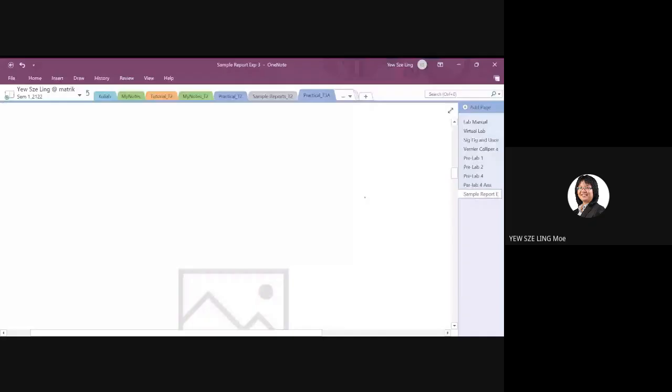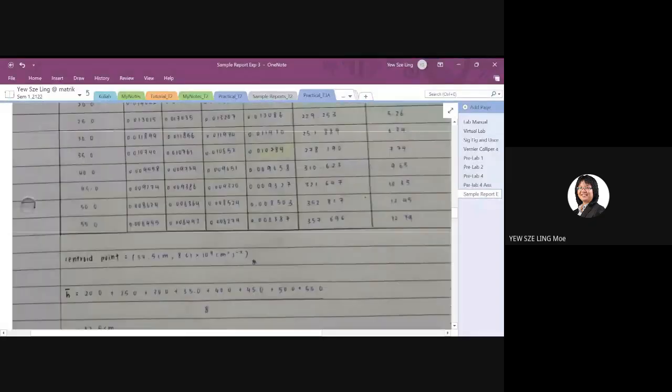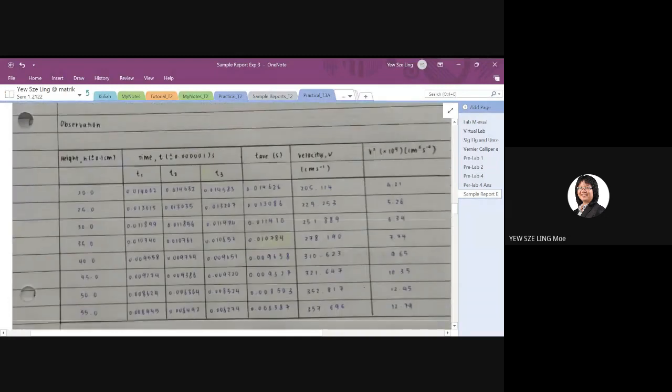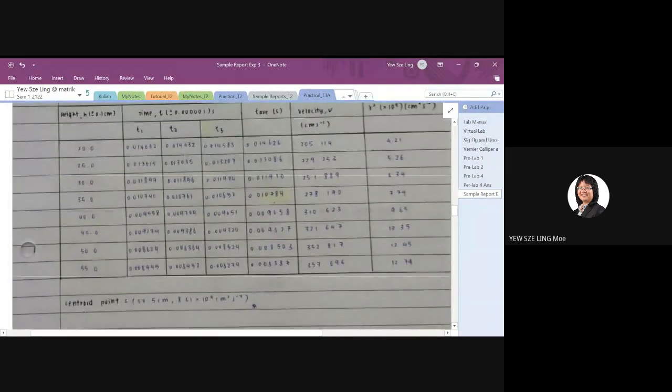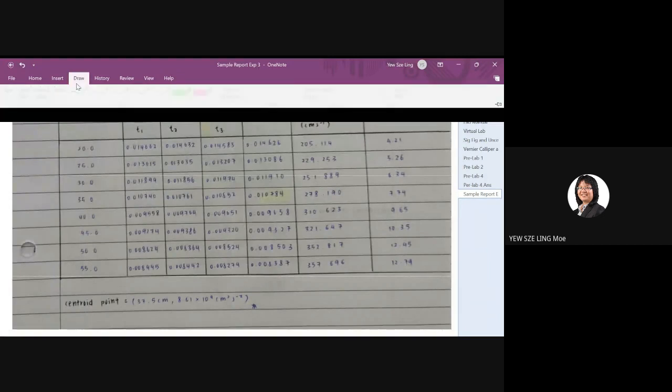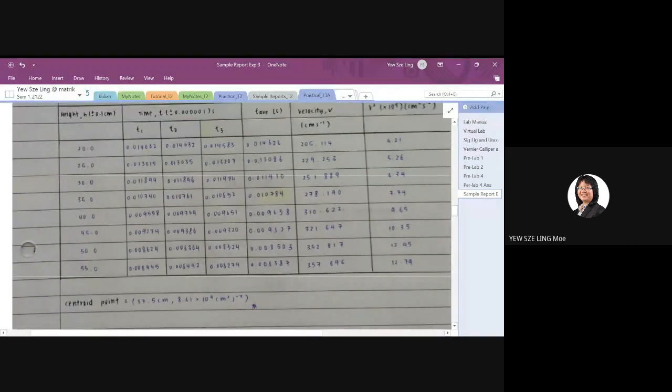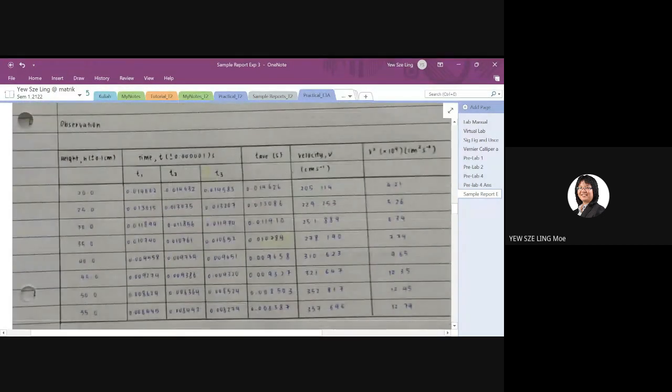So now let's go through one lab report quickly, because there are some minor changes in the calculation. I'm just going to proceed to the calculations. The first thing I want to discuss is the table.